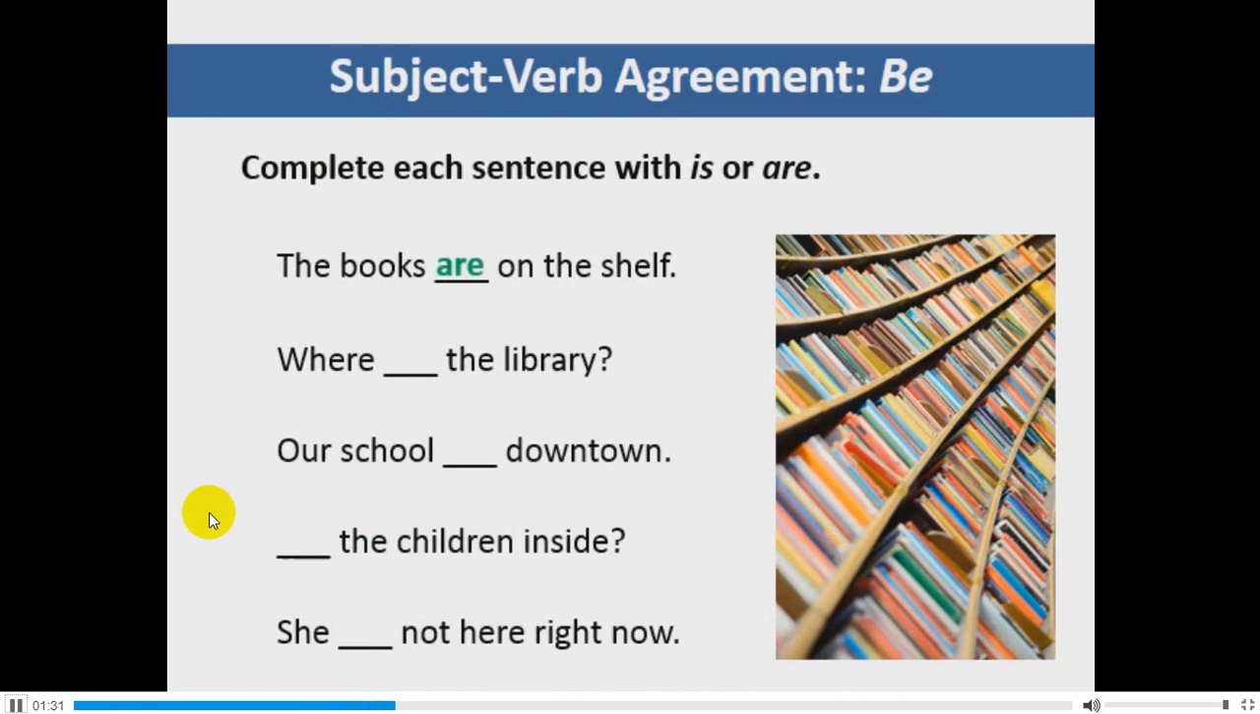The books are on the shelf. Where is the library? Our school is downtown. Are the children inside? She is not here right now.